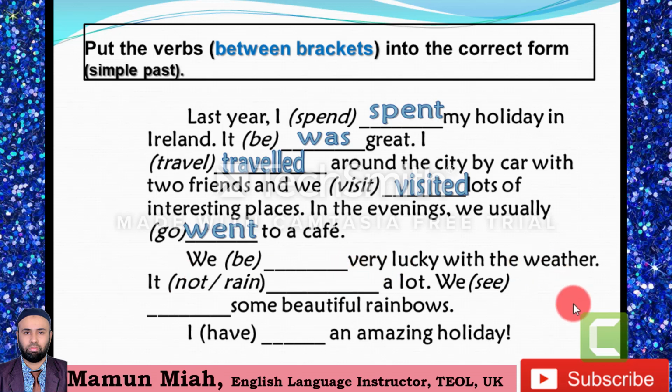We were very lucky with the weather. Why were? Because this is we, the subject plural form, and the be plural form were in past tense. And look, here's the negative sentence. That means here rain would be the base form, infinitive rain, and before rain we have to use didn't. We saw some beautiful rainbows. I had an amazing holiday.